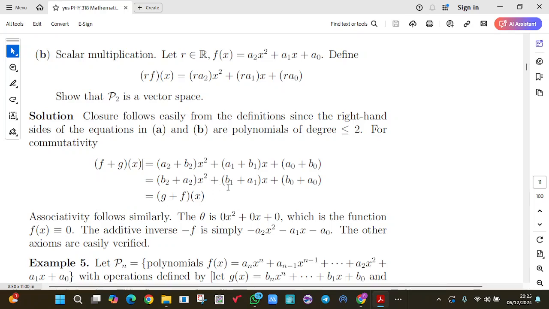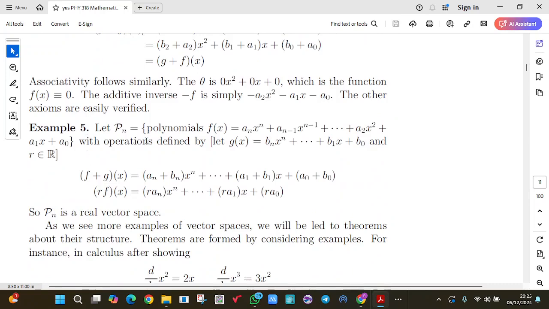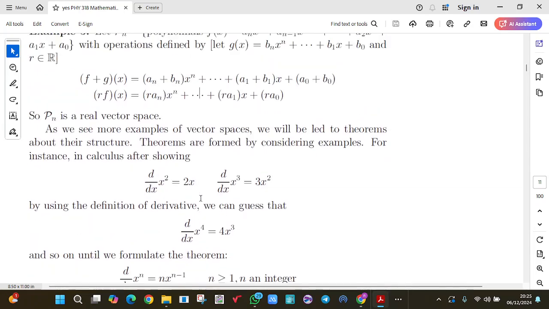Does the law work? Yes, that's the commutative law. So it also works. So now this is the polynomial. So from here, everything can go, and you understand everything from here now. No need for me to go into details. Okay.